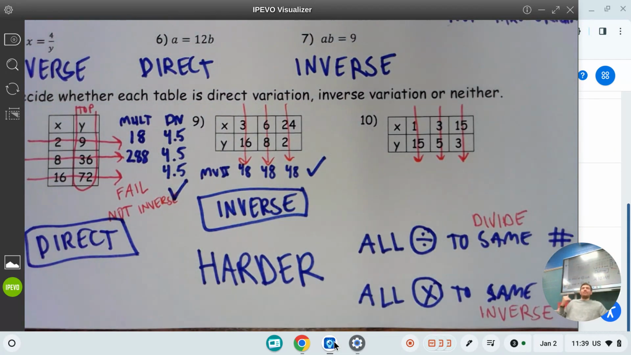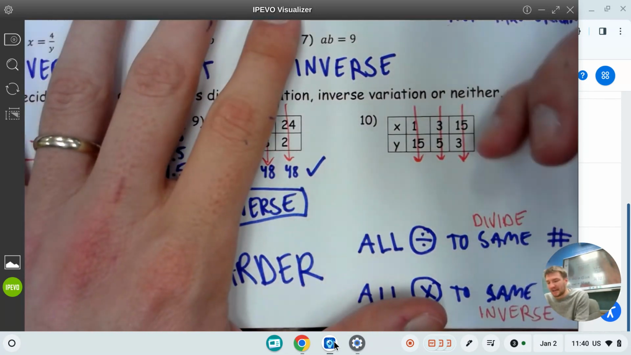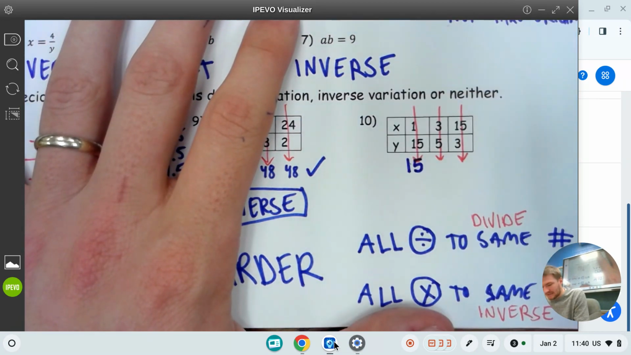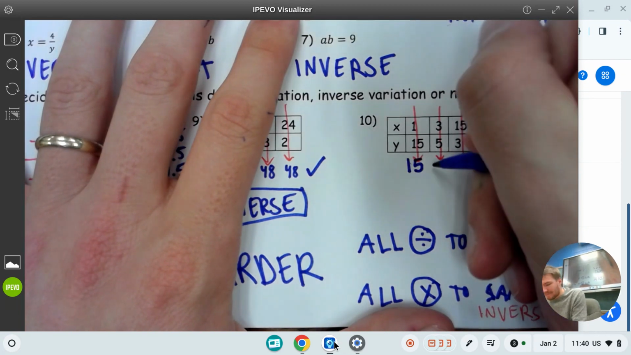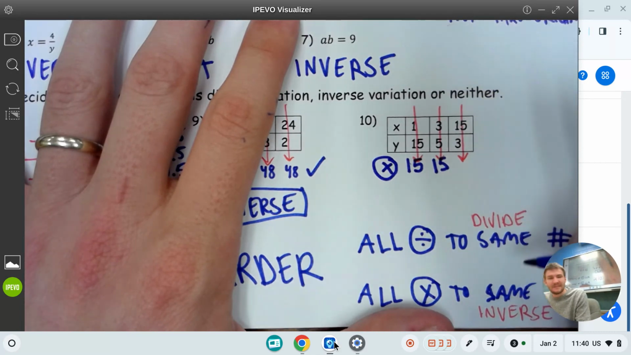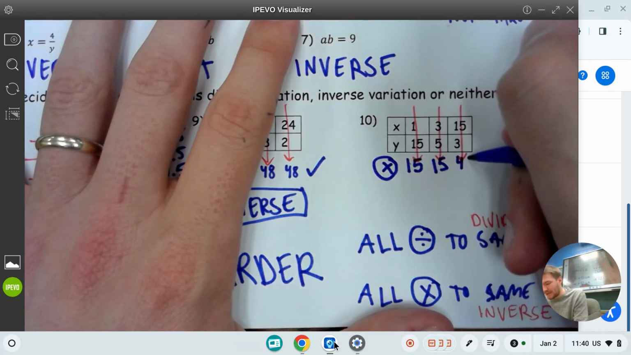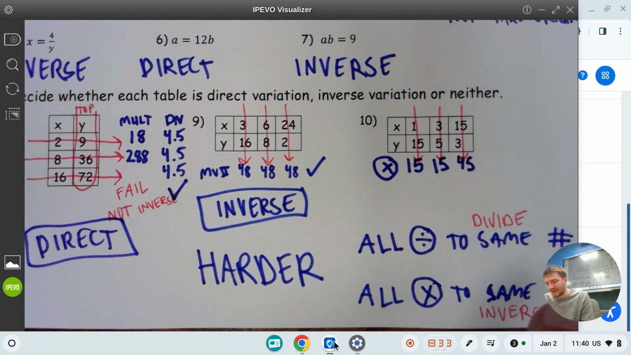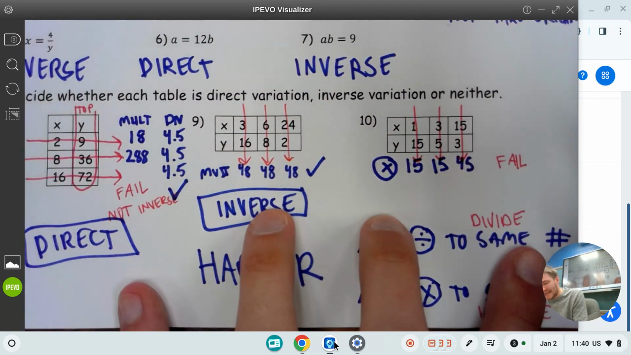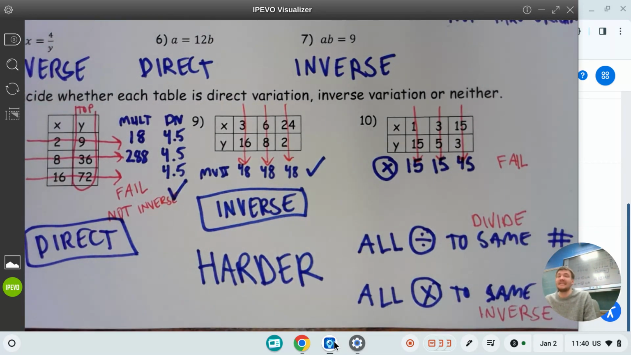Do you want to try to multiply these or divide these first? Doesn't matter, just pick one. Multiply, divide. Sure, I heard multiply first. I think we can do these in our head. What's 1 times 15? 15. What's 3 times 5? 15. Multiplying is going really good so far. What's 15 times 3? 45. Is that a success or a failure? That is a fail. Multiplying is a fail. That means inverse is a fail.